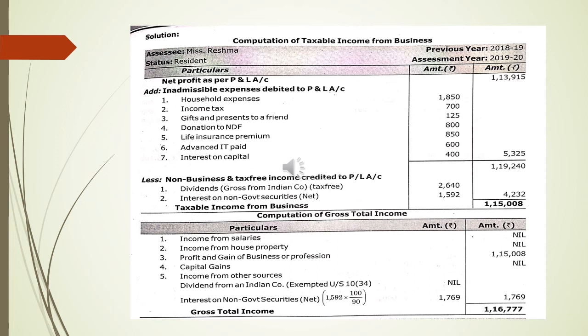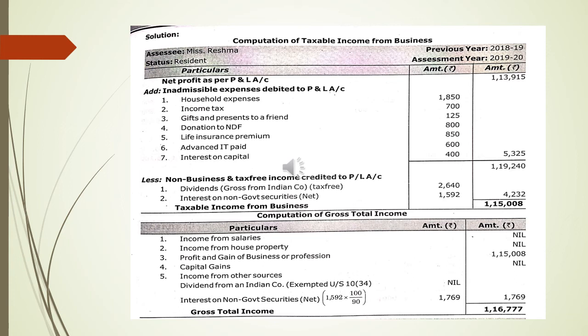If we look at the amounts to be subtracted, these are non-business incomes which are credited to the P&L account. On the credit side, we have dividends. Dividend from a domestic company is not relating to your business, so that has to be subtracted, which you have already added in the P&L account. Now you have to subtract. Interest on non-government securities is not relating to your business.